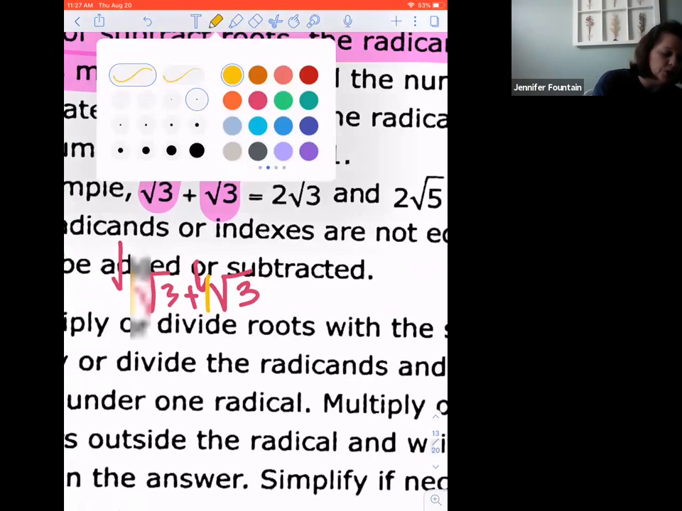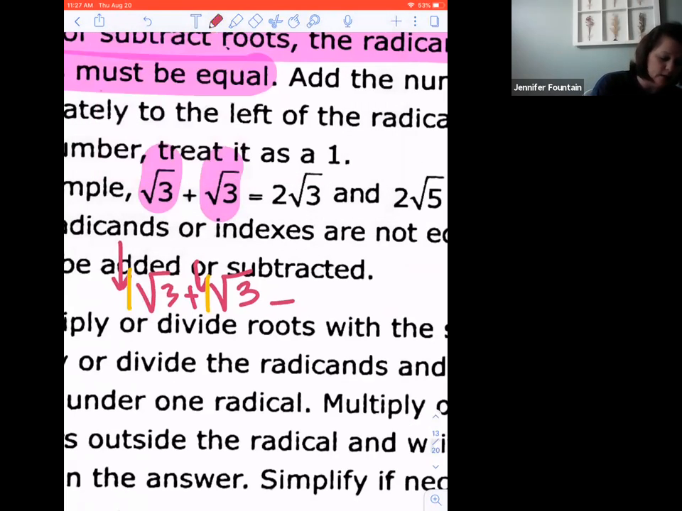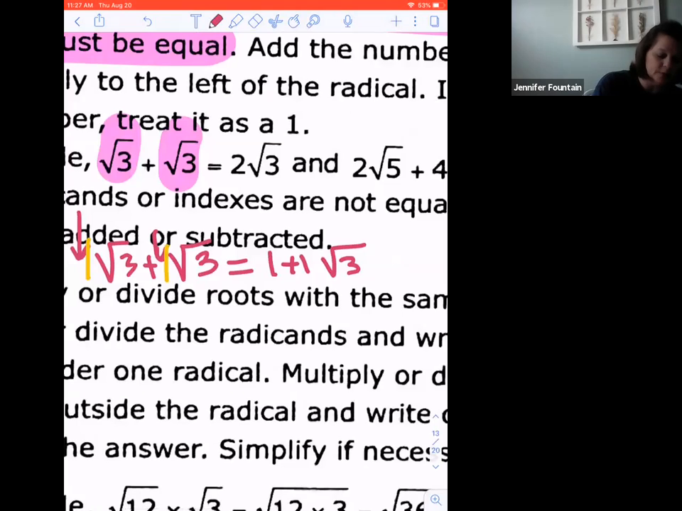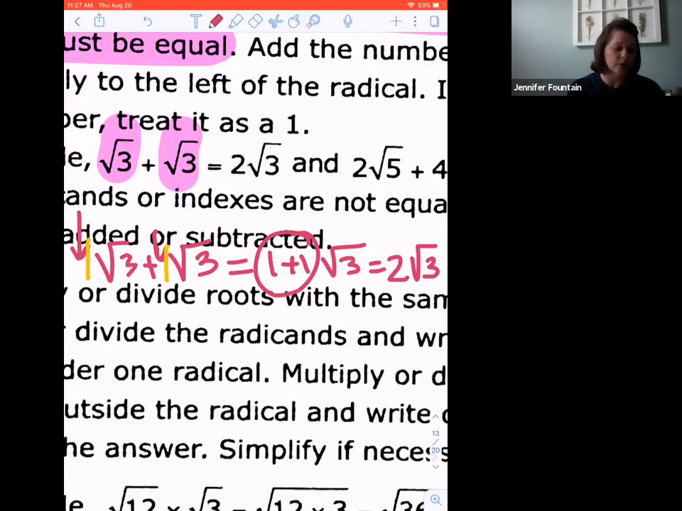So now what I can do is I'm going to add 1 plus 1, and then I keep the radical, which is the square root of 3, which is the same. So that's going to be 2 times the square root of 3. So if there is not a number in front of it, I understand that it is a 1, and I just add them together. So that's where we ended up with the 2 times the square root of 3.